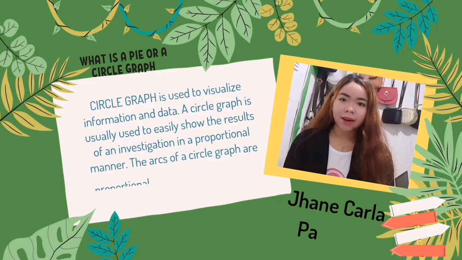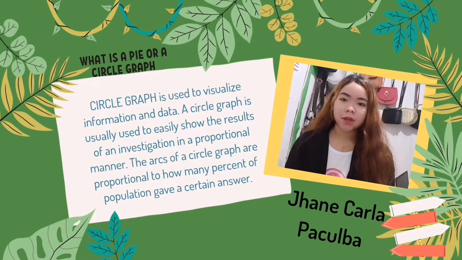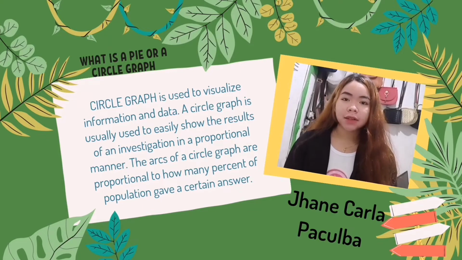Good day, everyone. My name is Jane Carla Paculba, and our topic is all about circle graph. So, what is a circle graph? A circle graph is used to visualize information and data. It is usually used to easily show the results of an investigation in a proportional manner. The arcs of a circle graph are proportional to how many percent of a population gave a certain answer. The next reporter will explain the history of this graph.